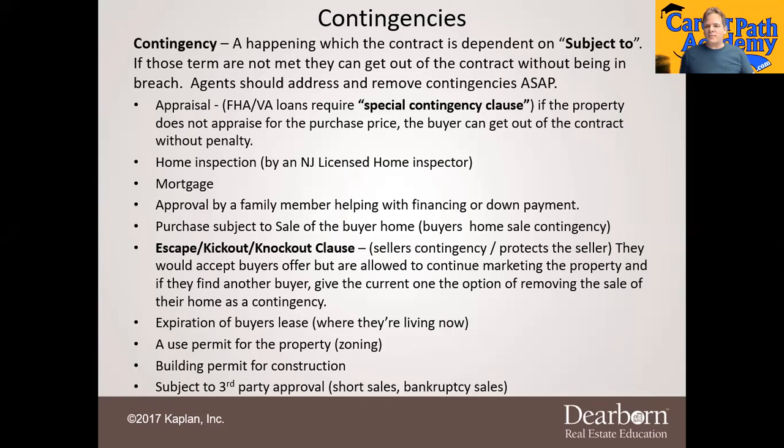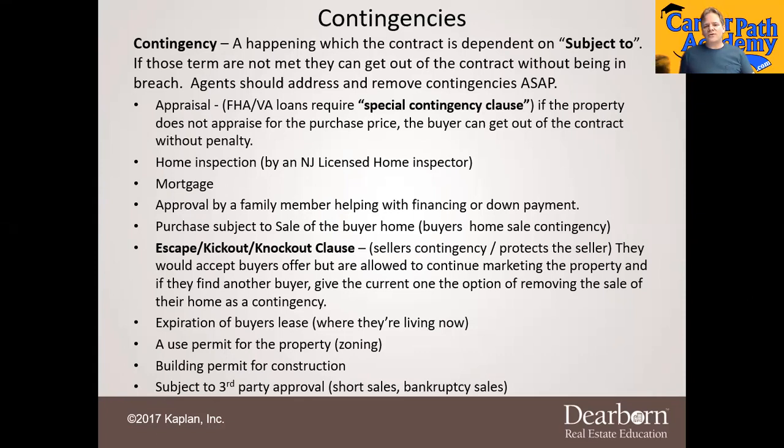Because if the family members don't approve of it and they can't go through with it, if you did not write that in the contract when making the offer, you can't use that as a way to get out of the contract. The buyer will be technically in breach of contract and the seller can sue them. Right? So it's important to get that information out there.